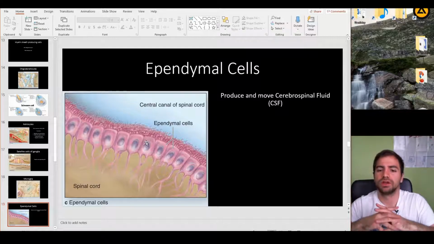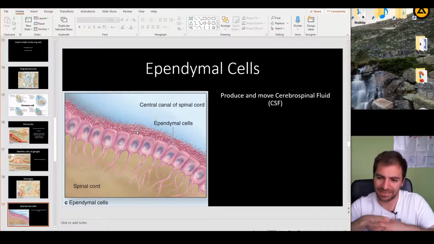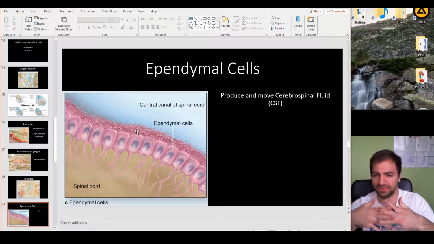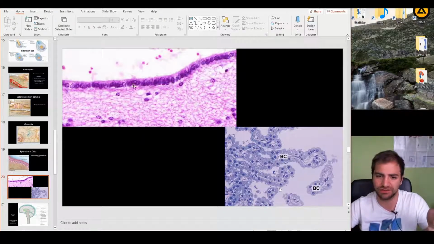So, the ependymal cells are typically cuboidal cells with centrally placed nuclei, and on the top they have cilia, specifically kinocilia. Now, these cells, of course, are responsible for the production of CSF. What is CSF? What is the point of the CSF? Well, this is just a microscopic picture of how the ependymal cells look. And this is, of course, our first step to a discussion of what the CSF is.